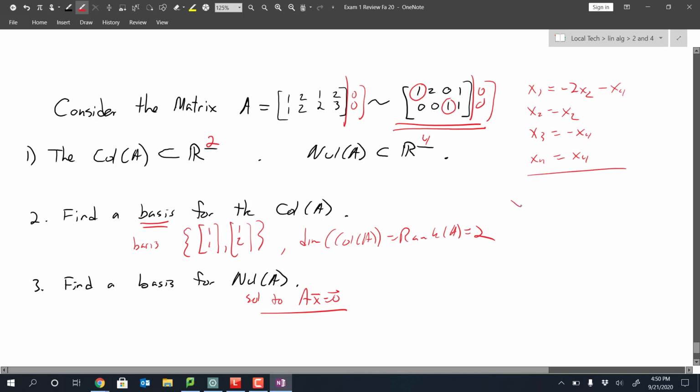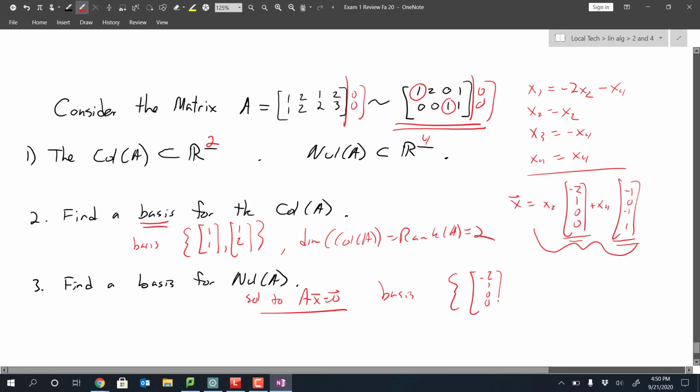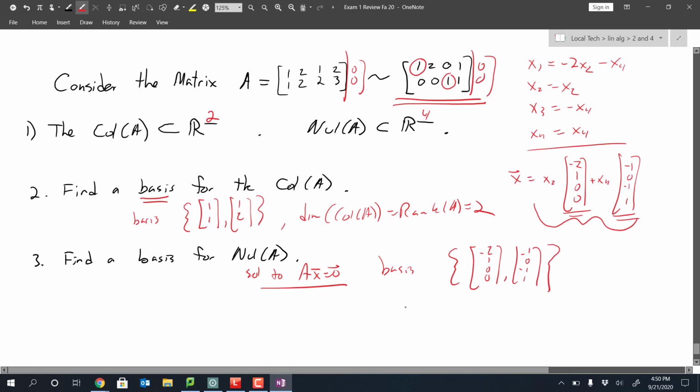And then if I wrote my solution in parametric vector form, I would have x2 stuff and x4 stuff. Coefficients of x2 would be negative 2, 1, 0, and 0. Coefficients of x4 would be negative 1, 0, negative 1, and 1. So I could form the entire null space using a linear combination of those two linearly independent vectors. Therefore, the basis for the null space would be those two vectors. Once I have a basis, I can see that the dimension of the null space would be 2.